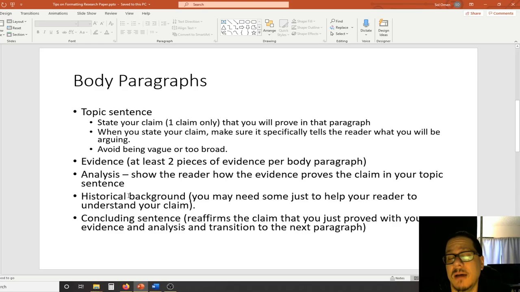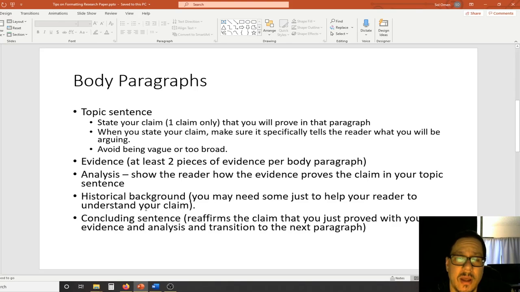In addition, you may have some historical background in that paragraph if it's needed. If it's not, then you don't have to include it. But sometimes you've got to let the reader know a little bit of background, what was going on at that time in relation to the point that you're making in the topic sentence. They may need to know a little bit more in order to understand and really be convinced that your point is true.